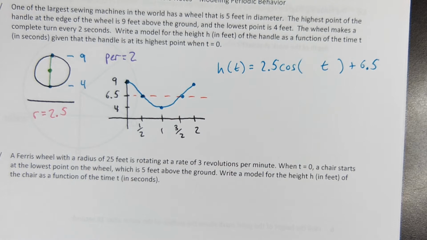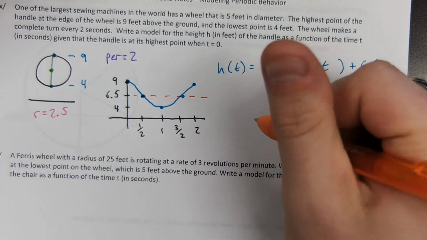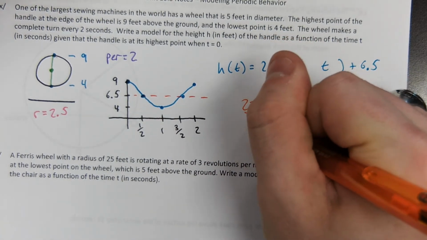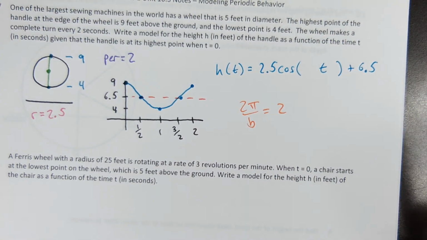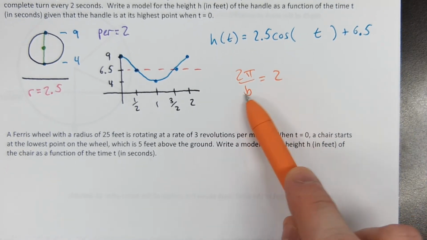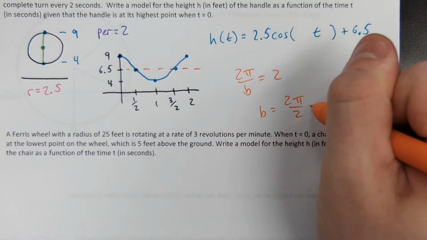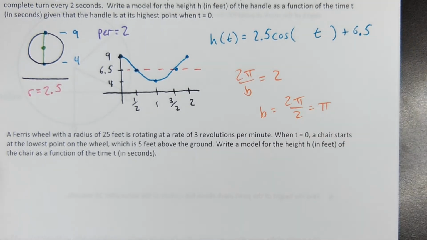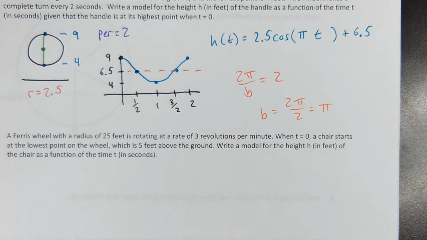And we know how to find it because we know that the period is 2 and the equation for period length is 2 pi over b. I know that 2 pi over b equals 2. And again, I hope you can see that the answer is pi. But if you couldn't, remember when you're trying to isolate this b value, these two things just switch places. So you get that b equals 2 pi over 2, which is pi. And that is one equation that will work for this.